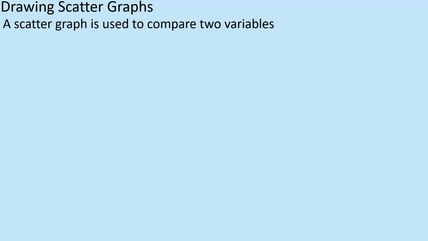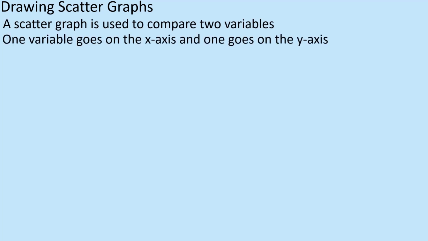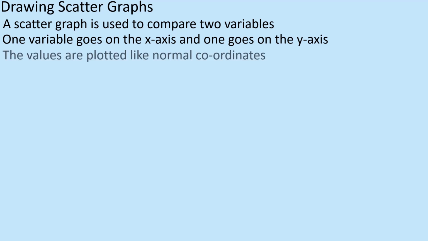Scatter graphs are a way of representing data where you've got a bunch of answers and we're trying to see if there's a correlation that matches the two variables we're looking at. A scatter graph compares two variables, and one variable goes on the x-axis while the other goes on the y-axis. They are plotted like normal coordinates, and it's only at the end that we try to determine whether or not there is any kind of pattern.